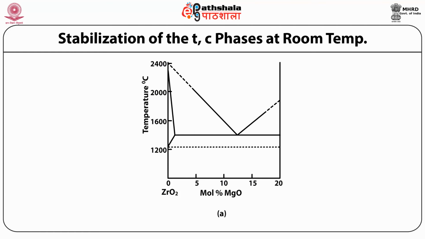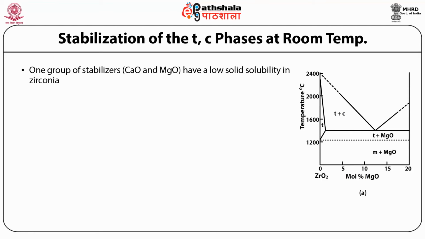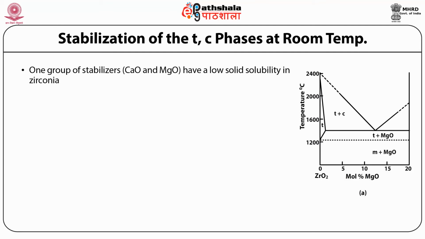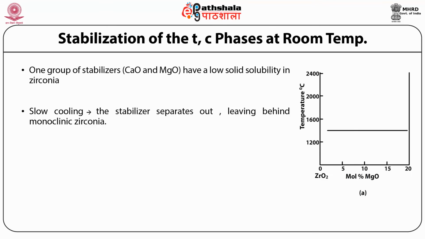yttrium oxide. One group of stabilizers has a low solid solubility in zirconia. Examples of these are CaO and MgO. The phase diagram in this case is shown on the left hand side, which shows that at high temperature in the cubic phase field, a large amount of solute is stable. On slow cooling, the stabilizer separates out, leaving behind monoclinic zirconia.